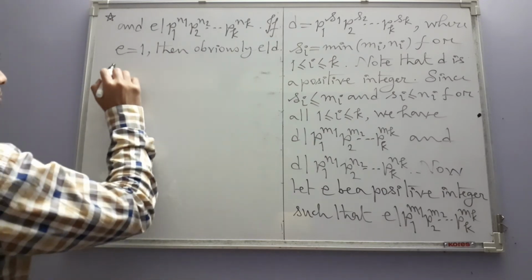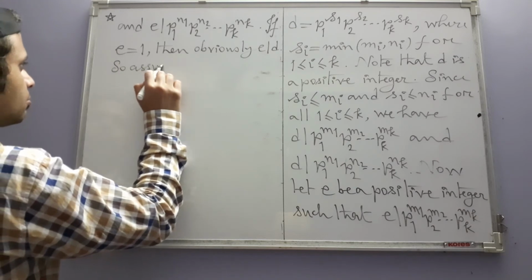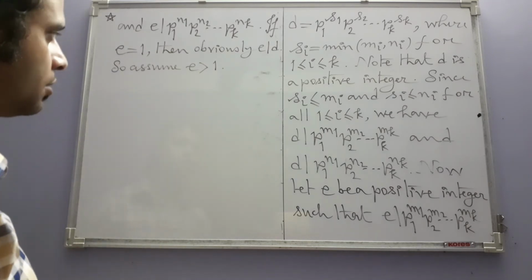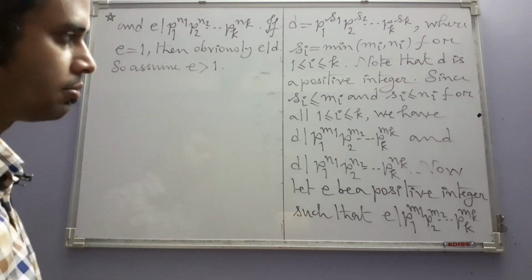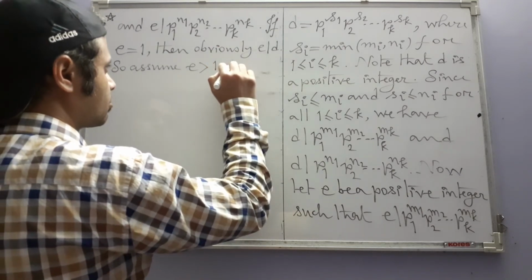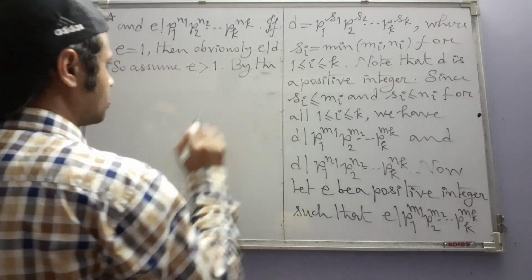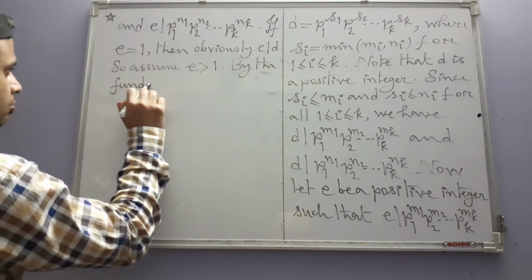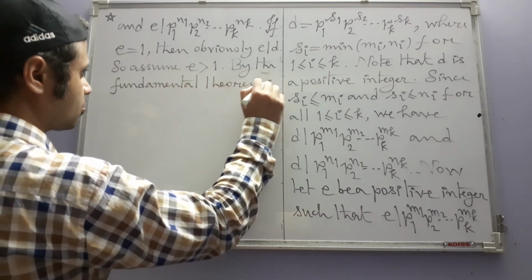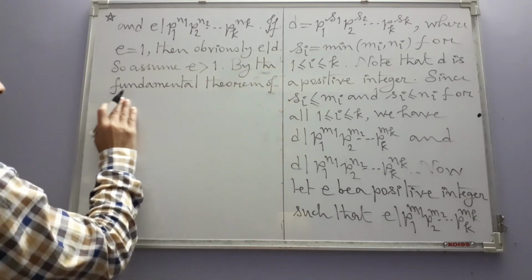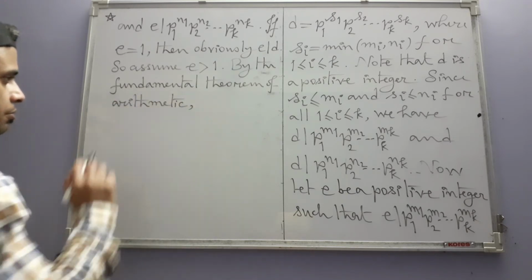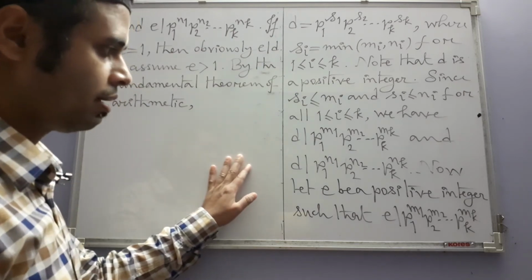Okay, so assume e to be greater than 1. Now because e is greater than 1, by the fundamental theorem of arithmetic, e itself will have a prime factorization.